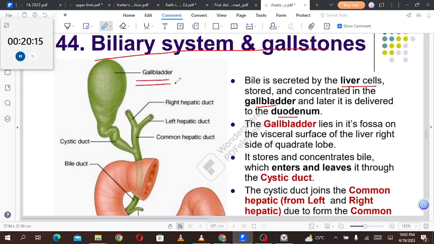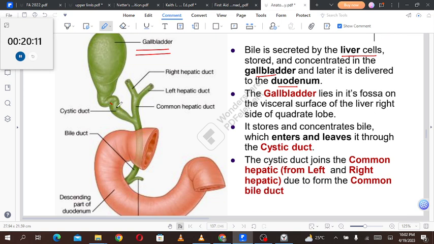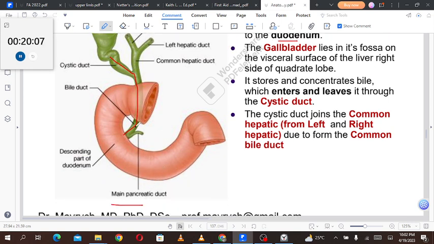The function of the gallbladder is to store and concentrate the bile and then to release it into the duodenum by the cystic duct, which goes to the common hepatic duct, and then the hepatic duct is met with the main pancreatic duct, and both of them enter in the descending part of the duodenum, the second part, where there is the major duodenal papilla or the ampulla of Vater.